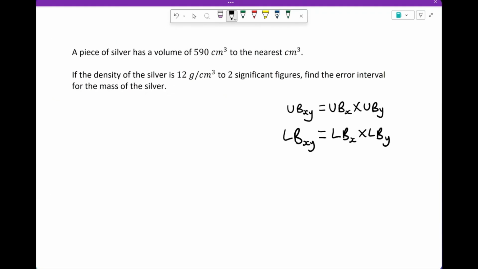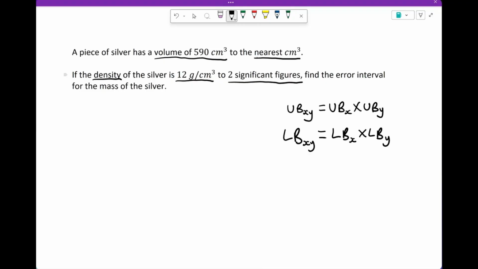So here's our question. It says a piece of silver has a volume of 590 centimeters cubed, and that is to the nearest centimeters cubed. So that's already a hint that this is a bounds question because that 590 is after rounding. Then it says if the density is 12 grams per centimeters cubed to two significant figures, so that's our degree of accuracy this time, we need to find the error interval for the mass of the silver.